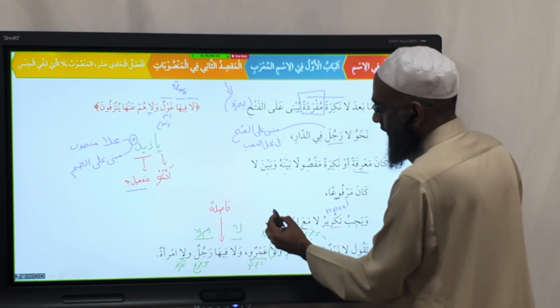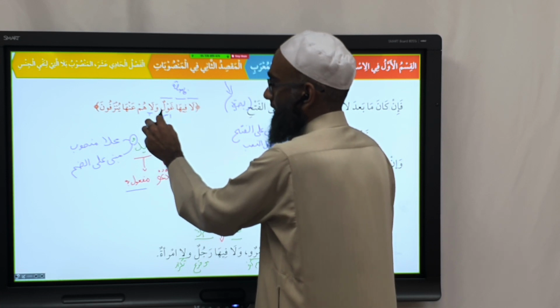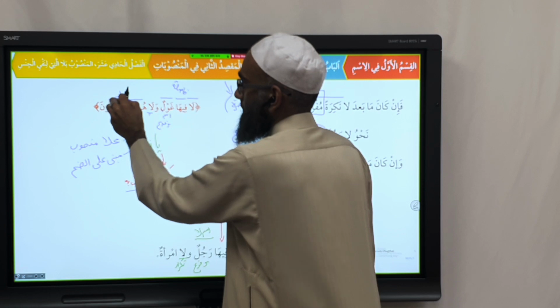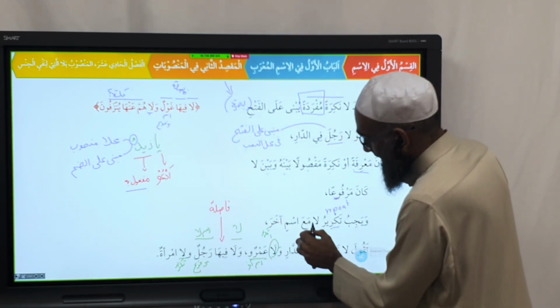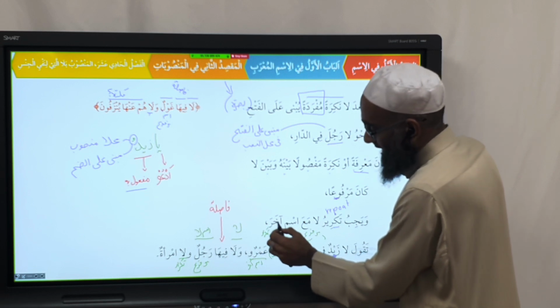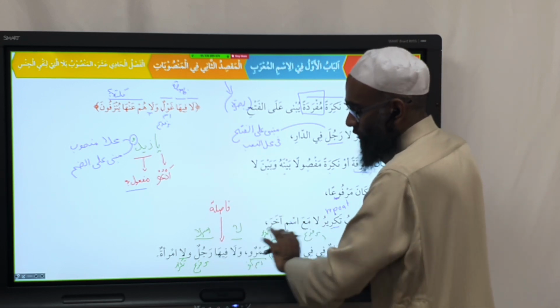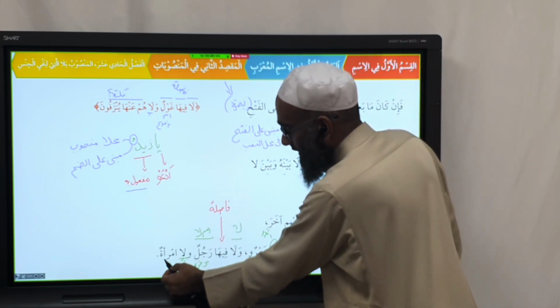The question is that Ghawlun is an ism which is nakira, and in here there's no nakira. So how does that work? So the answer to that is that it says ism akhar. It doesn't have to be another nakira word, or it doesn't have to be a ma'rifah word. There's no specifications on that. For example here, la fiha rajul wa lamra'a.